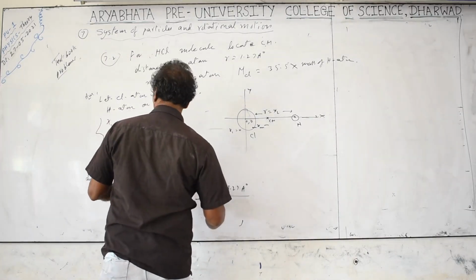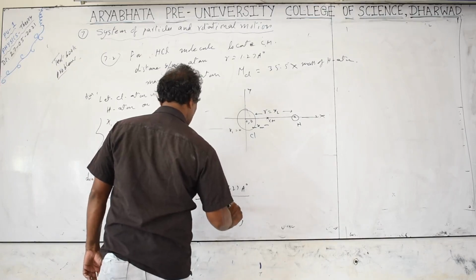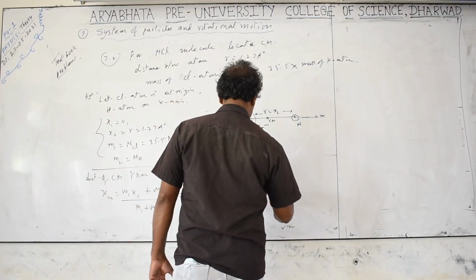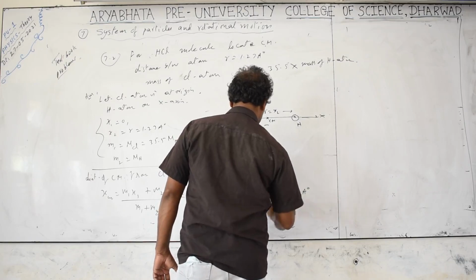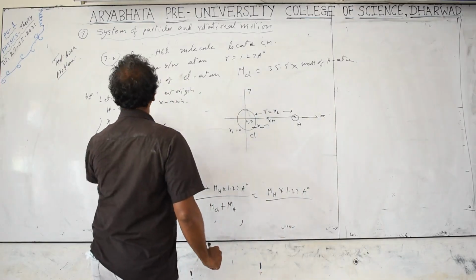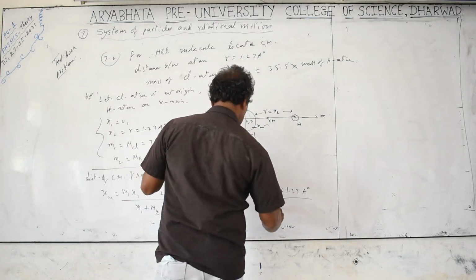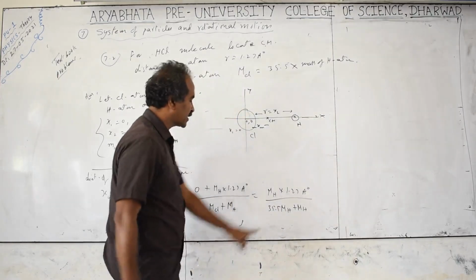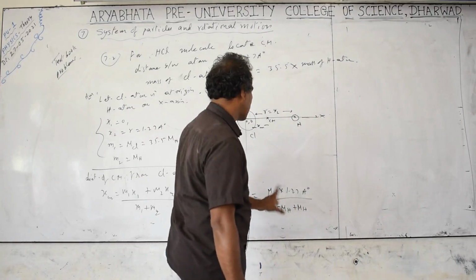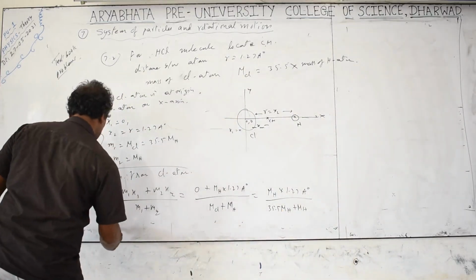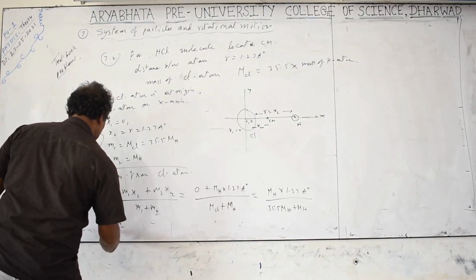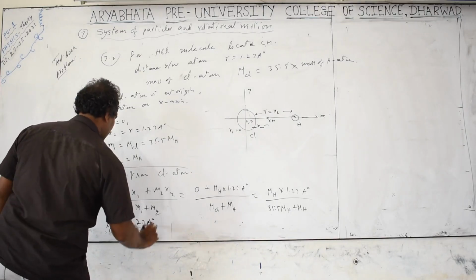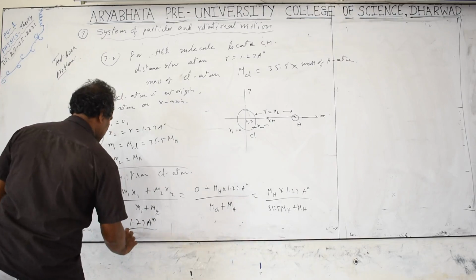That means the mass of the chlorine plus the mass of hydrogen, which equals the mass of the hydrogen into 1.27 angstroms by the mass of the chlorine, which is 35.5 times the mass of the hydrogen. So this will be 35.5 times the mass of the hydrogen plus the mass of the hydrogen. You can take out the mass of the hydrogen common in the denominator. It becomes 36.5 into MH, MH cancels. The result is xcm equal to 1.27 angstroms by 36.5.